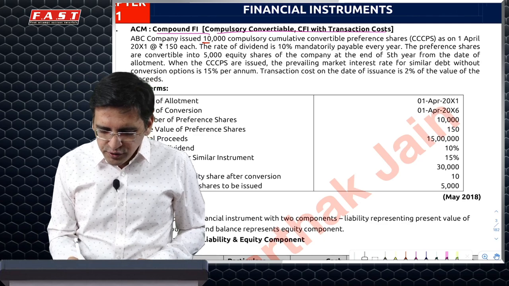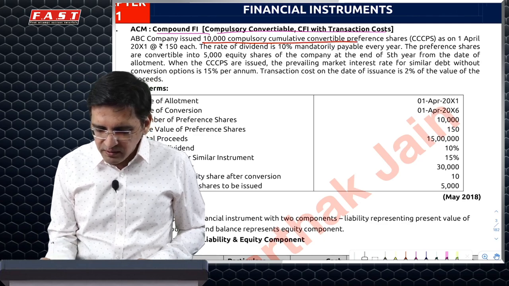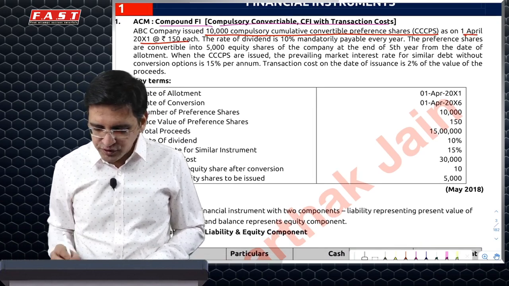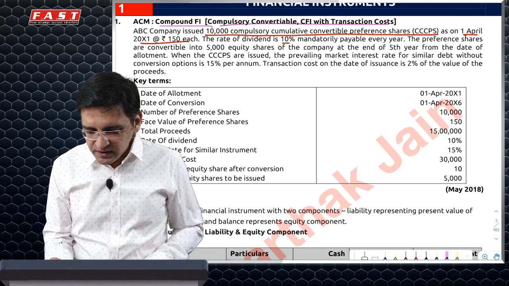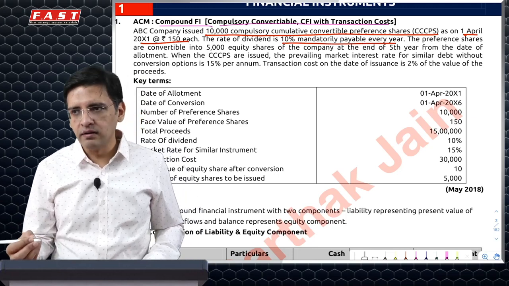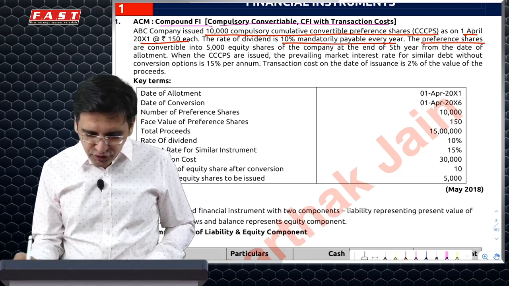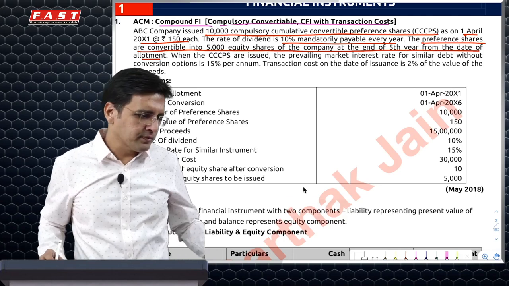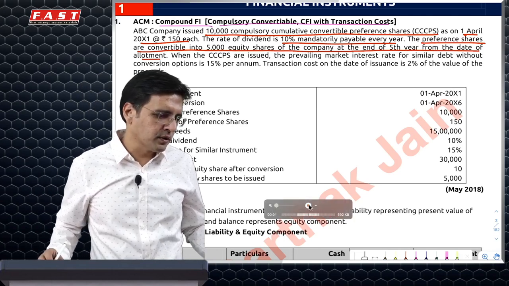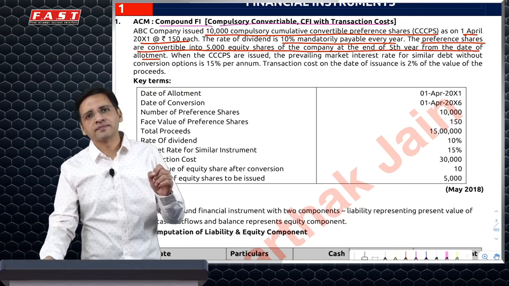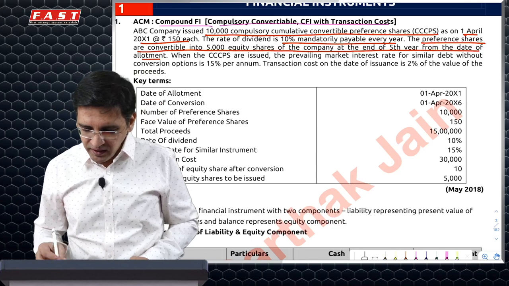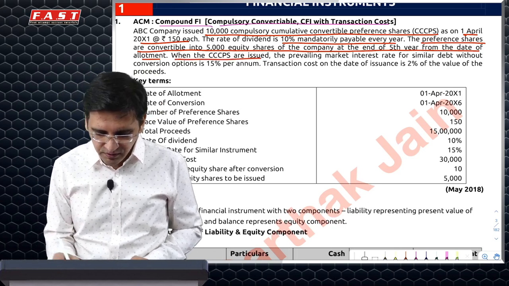So the question says you have issued 10,000 compulsorily convertible preference shares on 1st April 2001 at 150 each. The rate of dividend is 10% mandatorily payable every year. The preference shares are convertible into 5,000 equity shares of the company at the end of the 5th year from the date of allotment. Absolutely clear that the principal component is equity, whereas the interest being mandatory in nature would be a liability component. There's an obligation to pay.